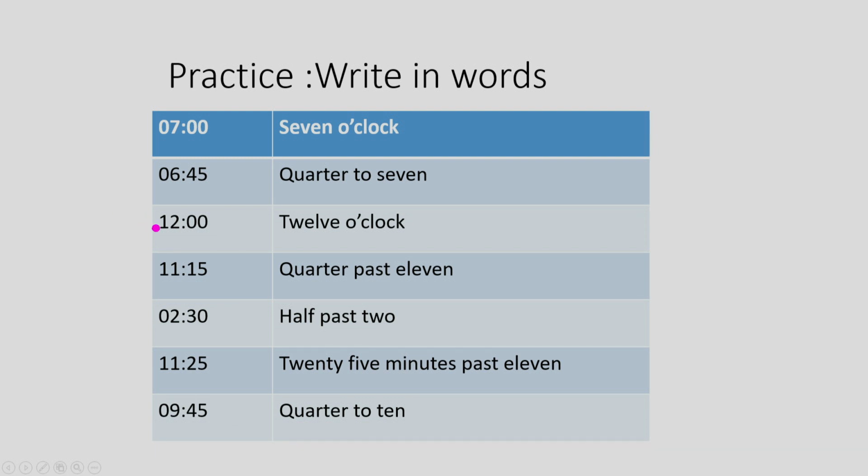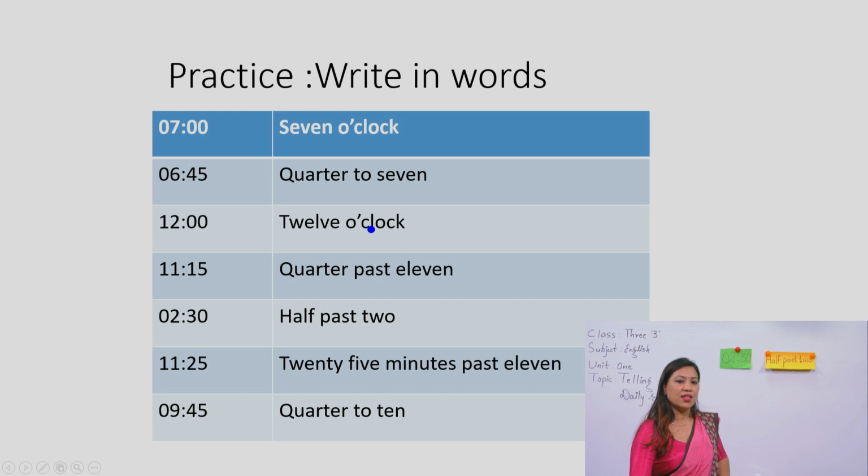And next, 12:00. How do we write it in words? 12 o'clock. T-W-E-L-V-E, 12, O apostrophe C-L-O-C-K, clock. 12 o'clock. Next, 11:15. It is written as quarter past 11. 02:30. In this way we can write in words.